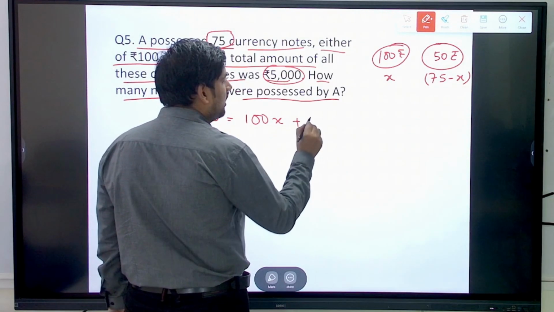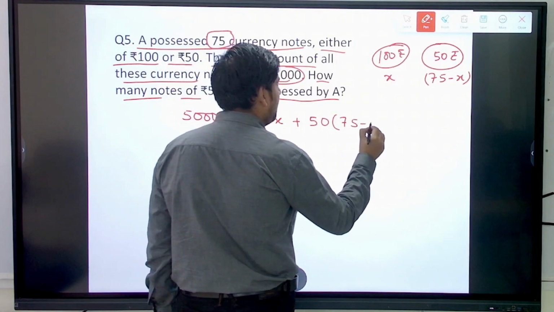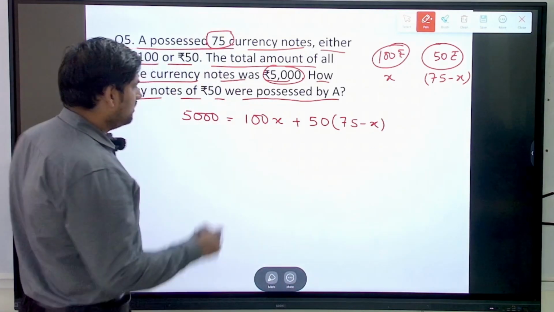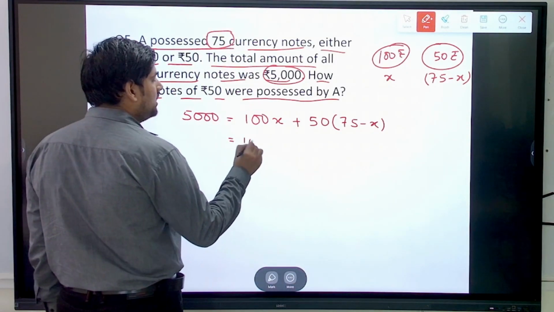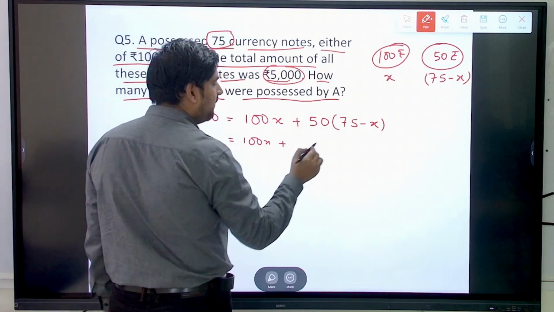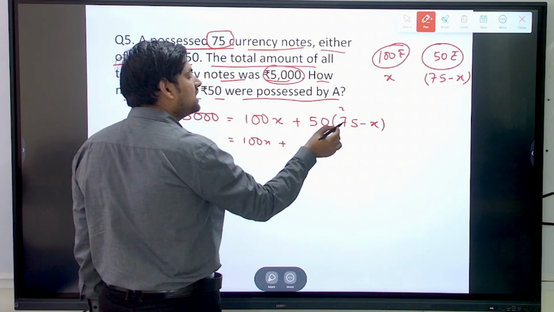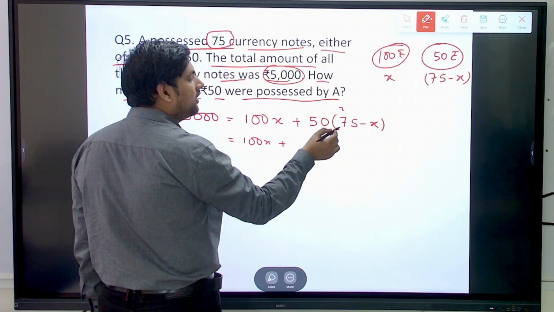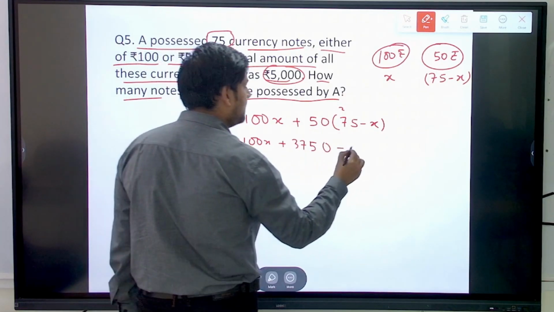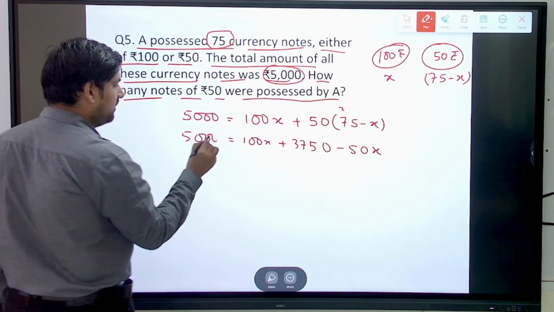Plus, others are 50 rupees notes. So 50 into 75 minus x. This is the number of 50 rupees notes. So this becomes 100x plus 50 into 75, which is 3750, minus 50x. This is equal to 5,000.